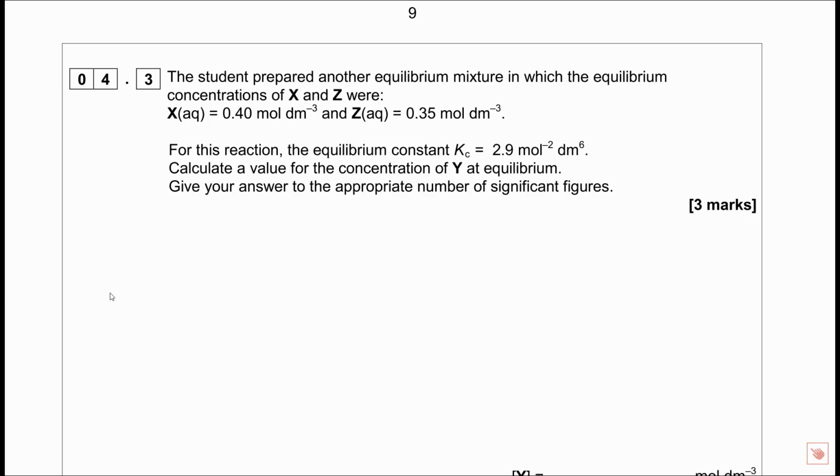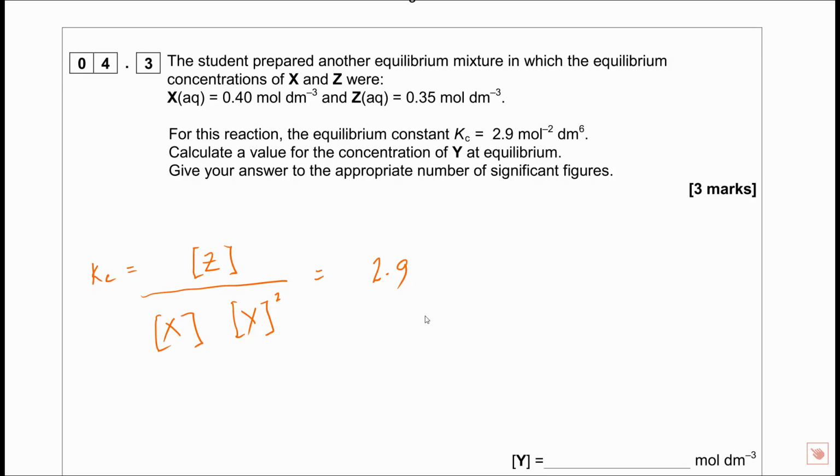So first thing we have to do is work out our expression. Kc is always products over reactants. Z was our only product, in square brackets, remember, because that's concentration. Our reactants are X, and remember it was 2Y, that's a Y, not an X. So it must be Y to the power of 2, or Y squared. So we know that comes out at 2.9.